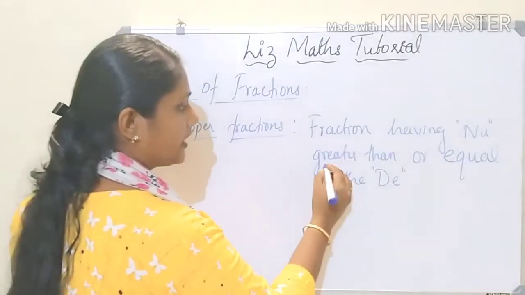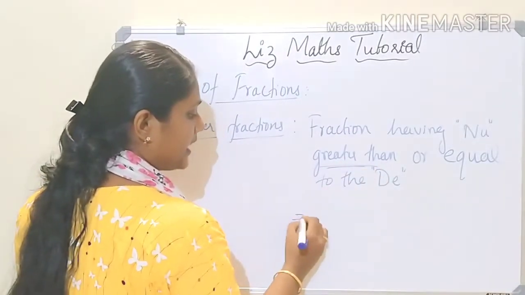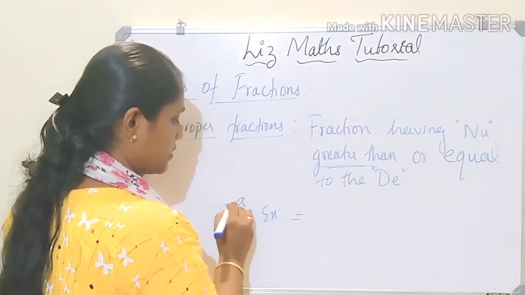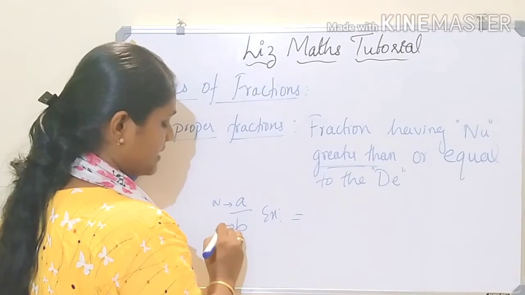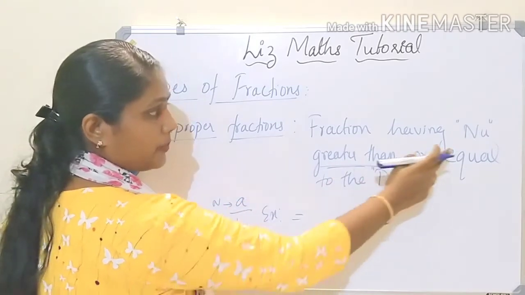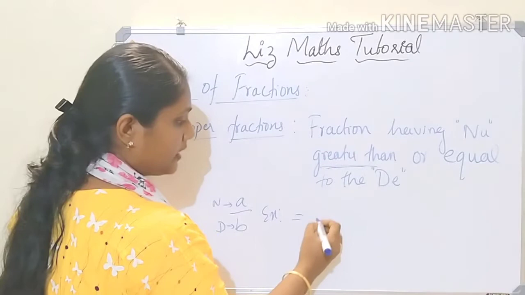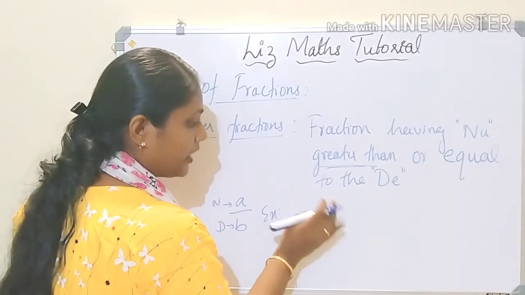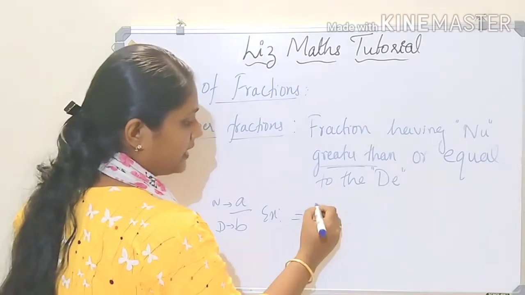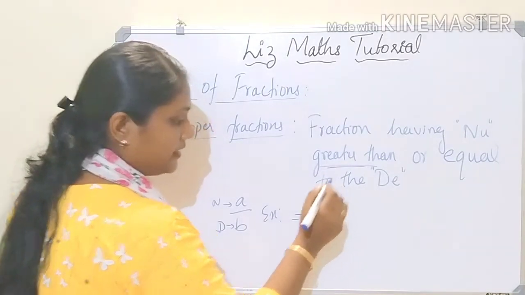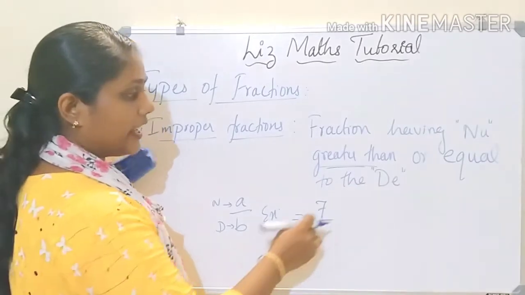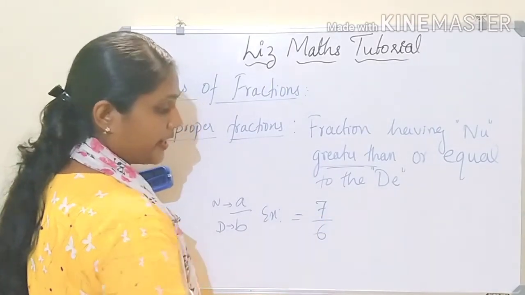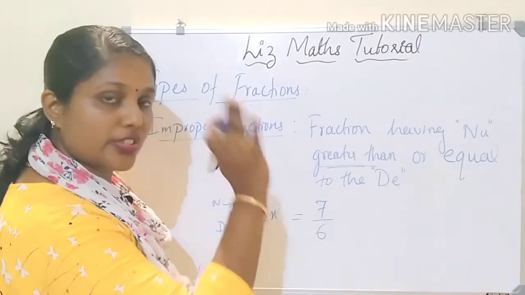See what you have understood. First you have to write, see the examples, the form is a by b. This is the numerator and this is the denominator. What do you have to write in the numerator? The greater number. If you write a lesser number in the denominator, compared to that you have to write a greater number in the numerator. So if I write 7 here, then the denominator should be less. You have to write 6 here. The reverse of the proper.